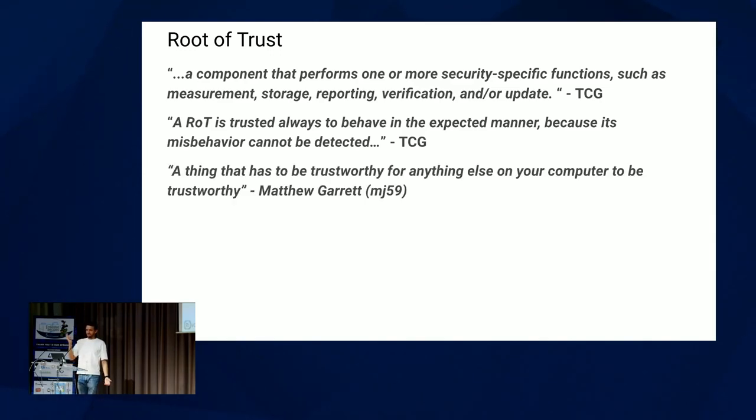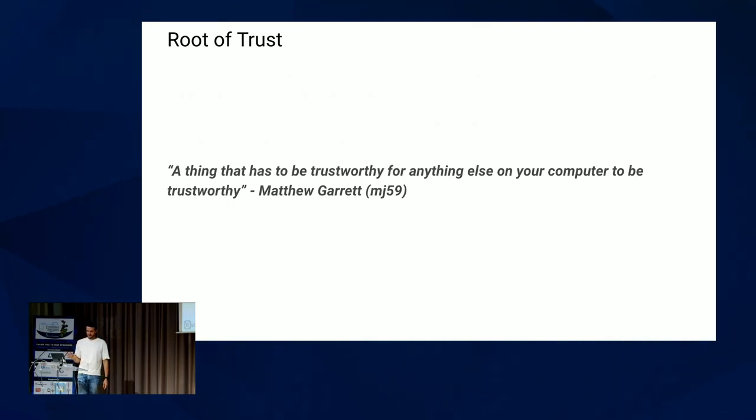Matthew Garrett, I'm expecting many people here to know Matthew Garrett, has a much better definition, in my opinion. Matthew Garrett tells us that a root of trust is a thing that has to be trustworthy for anything else on your computer to be trustworthy. It can be a hardware component, a software component, something. If you trust that something, you trust everything else on your computer. To me, that's a much better definition than the first two, and actually, I'll keep only that one. So it's a thing that's running there in your machine, and if you trust it, you can trust everything else. I think it's a pretty good definition.